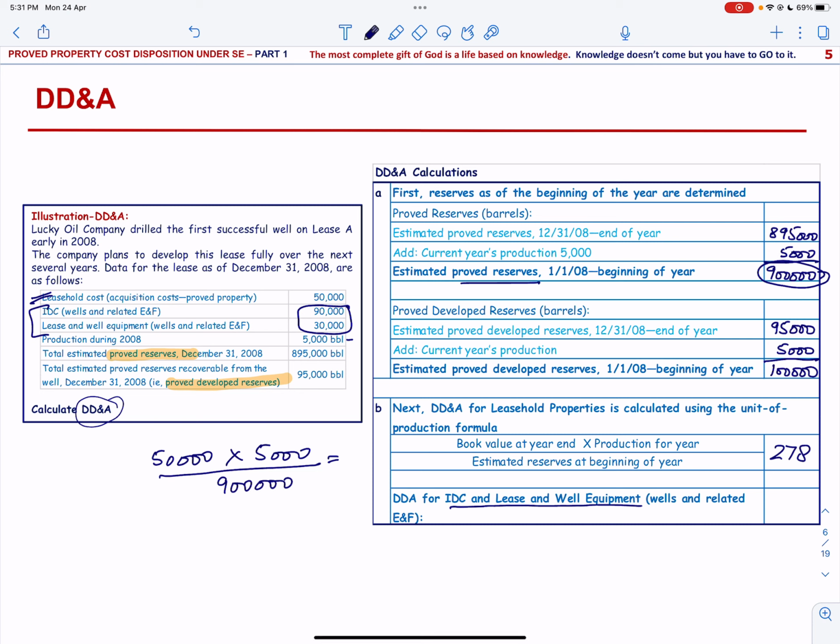Then we calculate DD&A for intangible drilling cost and lease and well equipment, and this is equal to 120,000. So 90 plus 30 is 120,000, divided by the estimated proved developed reserves, that is 100,000 at the beginning of the year, times the production, that is 5,000 barrels. So this is equal to 6,000.